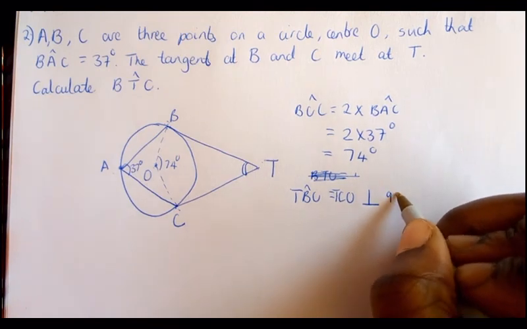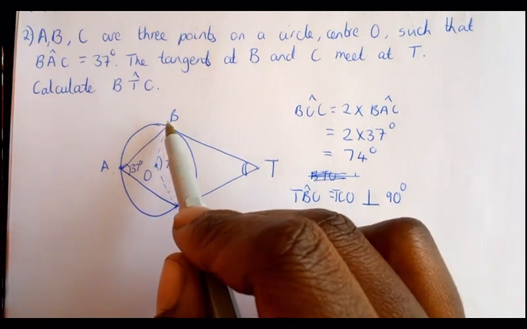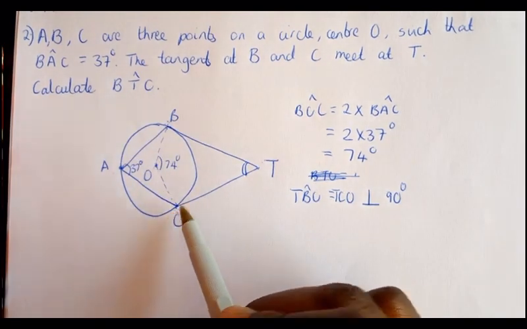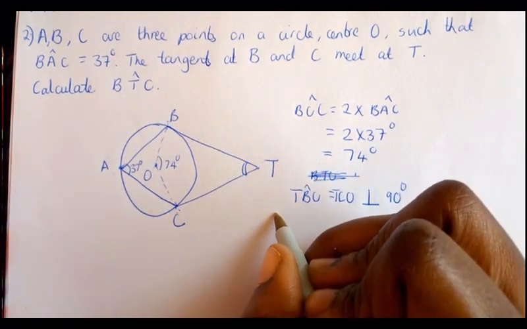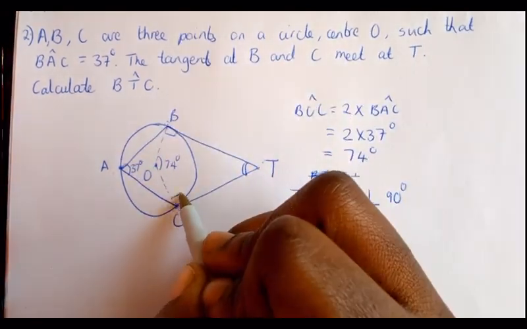Angle TCO, because the radius and the tangent are perpendicular, they are 90 degrees, the angles, and we can see that TBOC is a quadrilateral. The angles add up to 360 degrees. So the only missing angle is this angle. This is 90, this is 90.